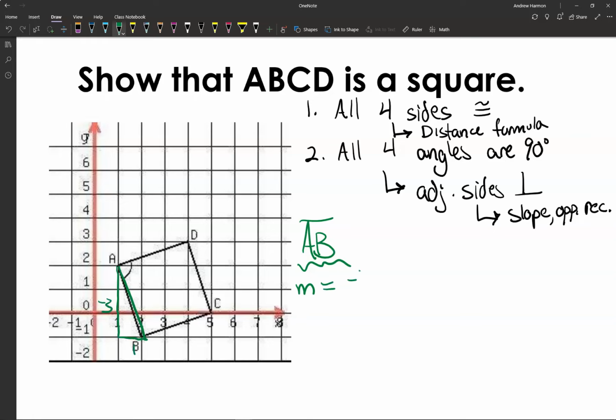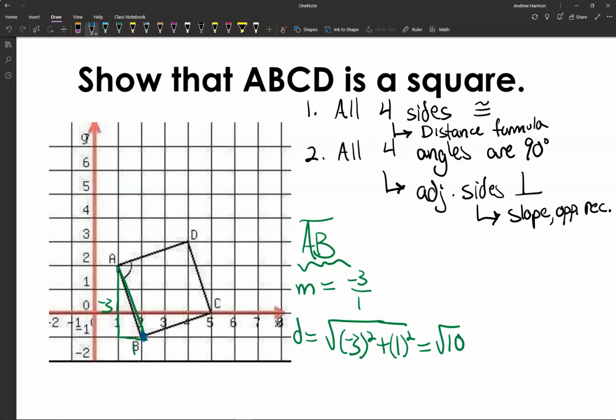AB, that's going to have a slope of -3 over +1. M is -3. And to get our distance, it's actually kind of cool. We can actually use these numbers of an unsimplified slope, -3 squared plus 1 squared, because those are really the dimensions of the right triangle, and that's going to give us the square root of 10. Alright, so there's AB.